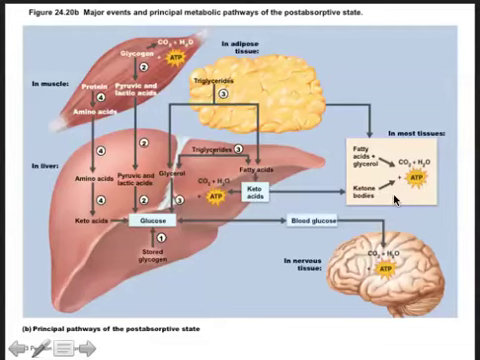So that's basically what's going on. We're breaking down our protein, we're breaking down our fat, and we're breaking down our glycogen, and we're sending the appropriate fuel to the appropriate organ in order to keep you alive. Because, again, we're not eating.